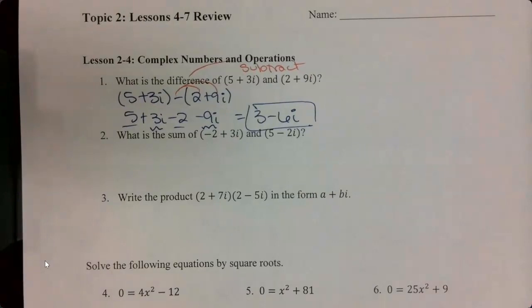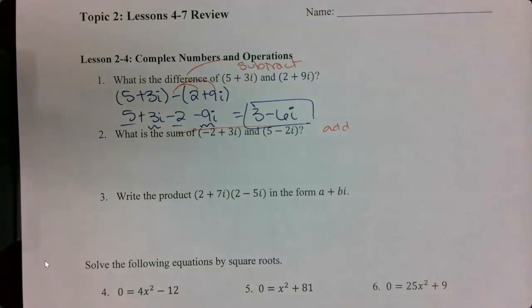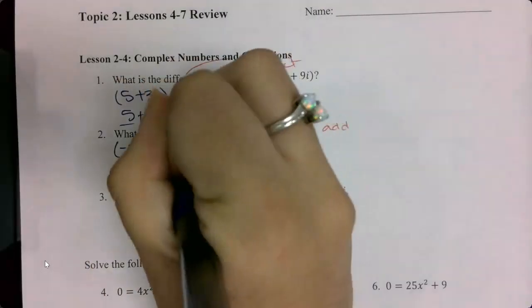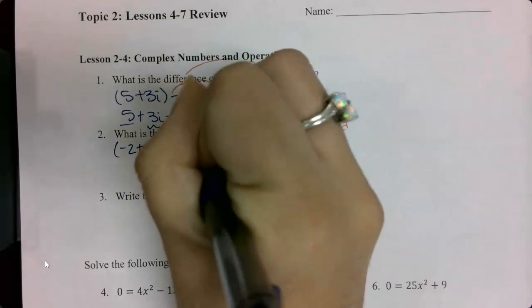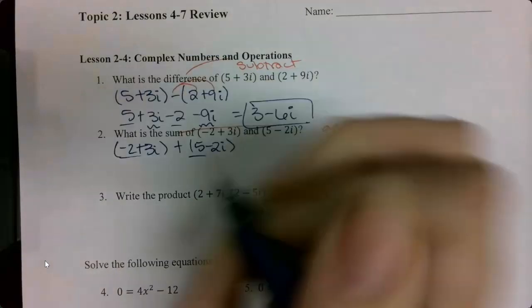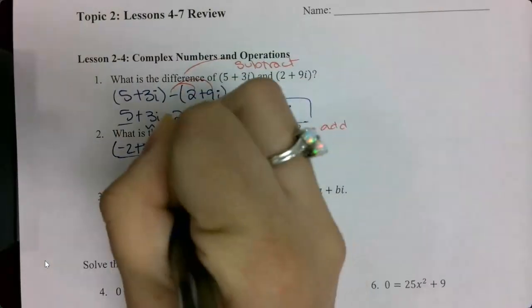Next one says sum. That means add. So I'm going to have negative 2 plus 3i plus 5 minus 2i. Then I want to combine like terms. I have negative 2 plus 5 is 3. 3i minus 2i is just i.